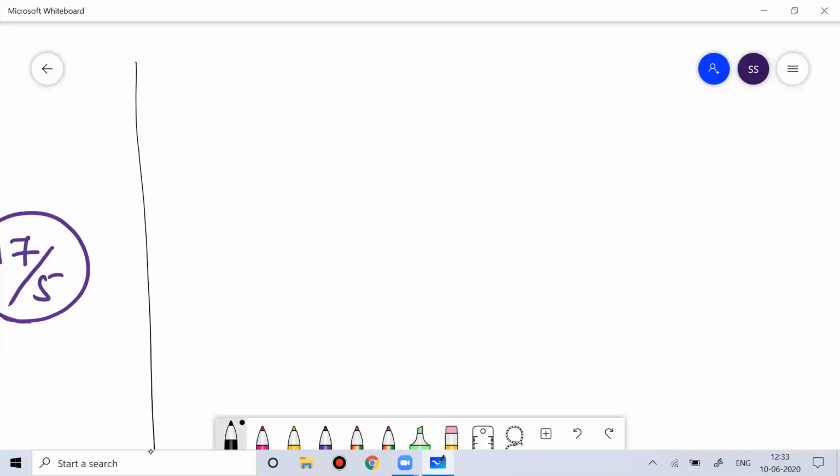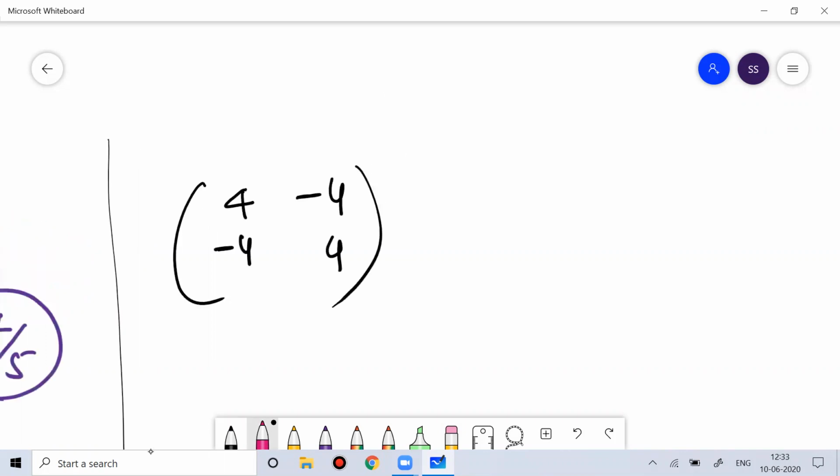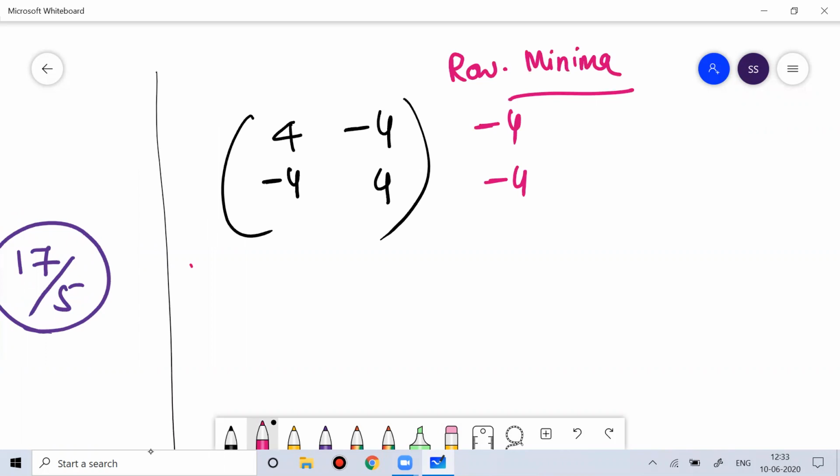So in this problem, this is 4 comma minus 4, then this is minus 4 and 4. If I find the row minima, the row minima is minus 4, here minus 4, and if I find the column maxima, the column maxima here is 4 and 4.